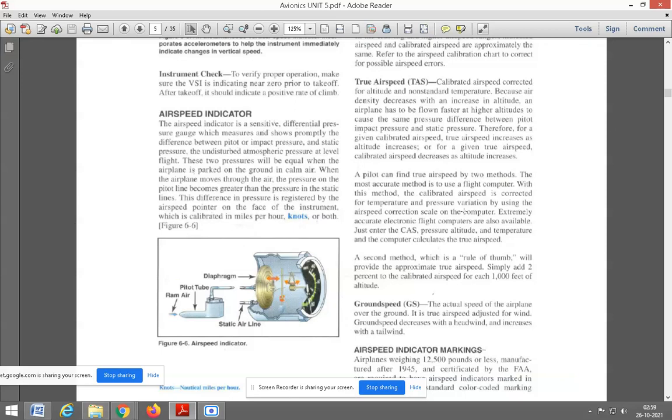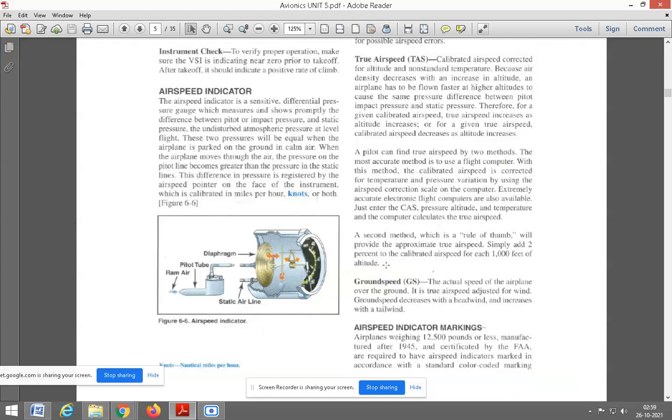So here in this first method, we are going to use the computer system for finding out the true airspeed with respect to the temperature and pressure changes. Okay, which will be accurate. And then the second method is the rule of thumb, which will provide the approximate true airspeed. Simply add 2% to the calibrated airspeed for each 1000 feet of altitude. So as the altitude increases over 1000 feet, if you add 2% to the calibrated airspeed, it will be giving the true airspeed value.